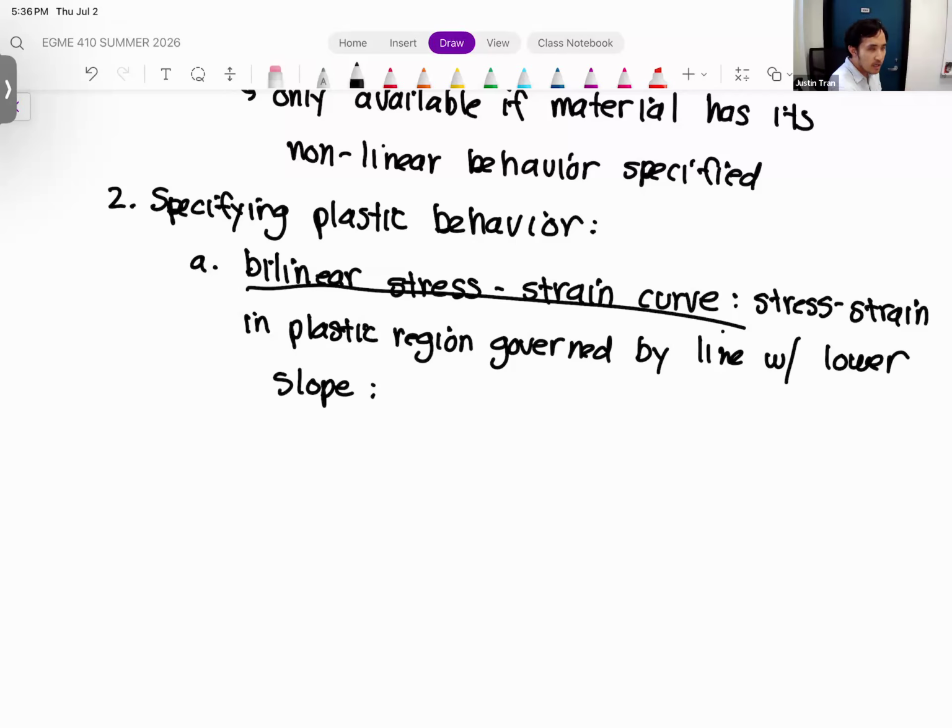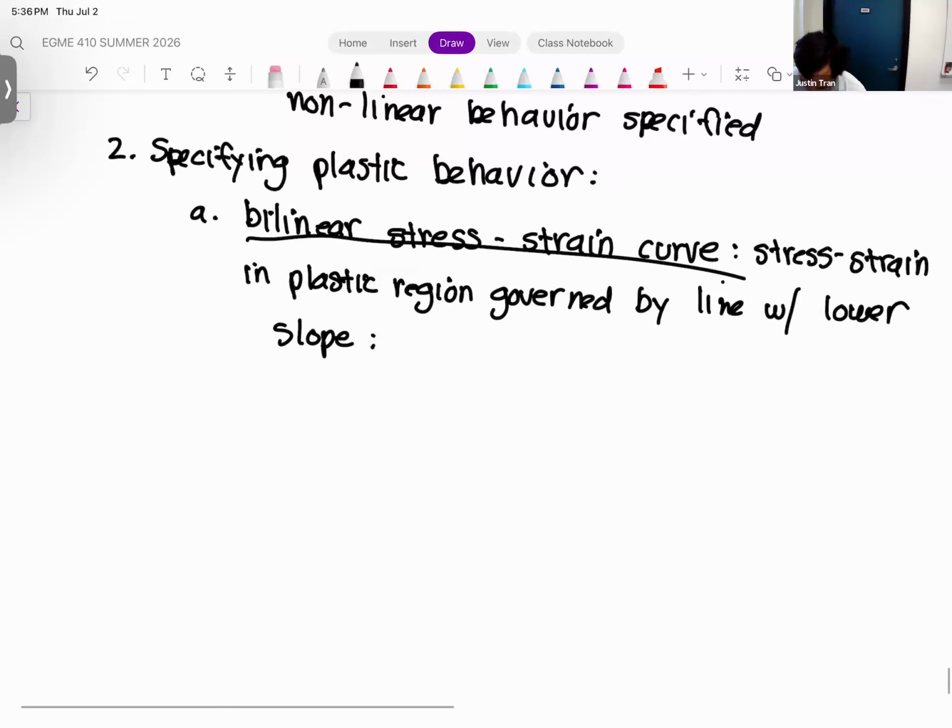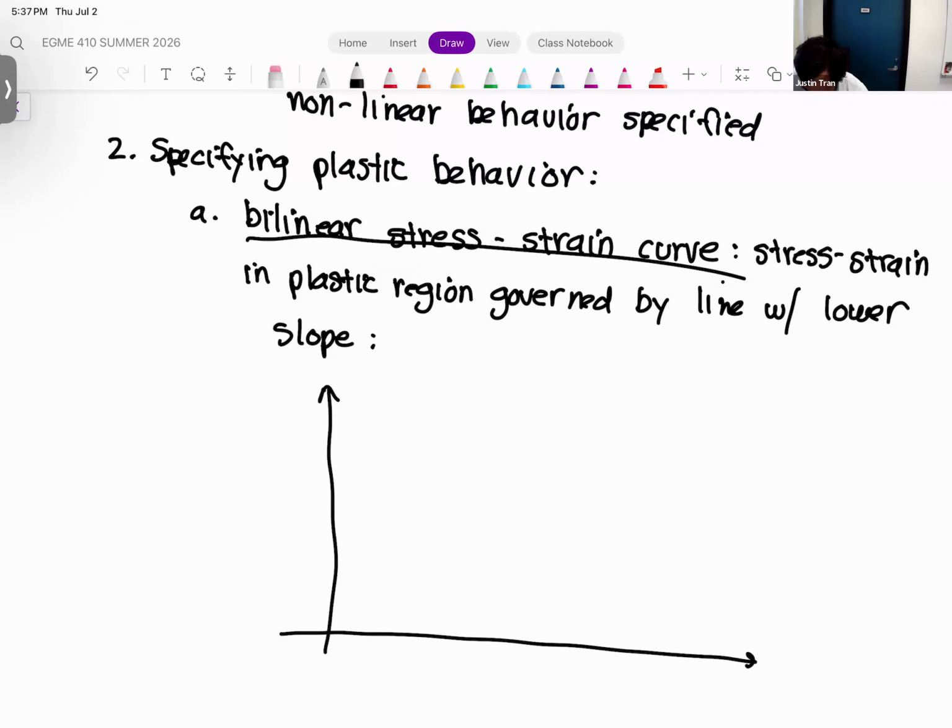And if you've seen any kind of stress strain curve for plastic deformation, it's not a line. But for a very simple, straightforward way, without the implementation of a lot of different data points, this will work in a pinch. Okay? And so basically, the stress strain curve in this situation looks like this. We have our first linear region, our elastic region, where stress and strain are related by the Young's modulus.